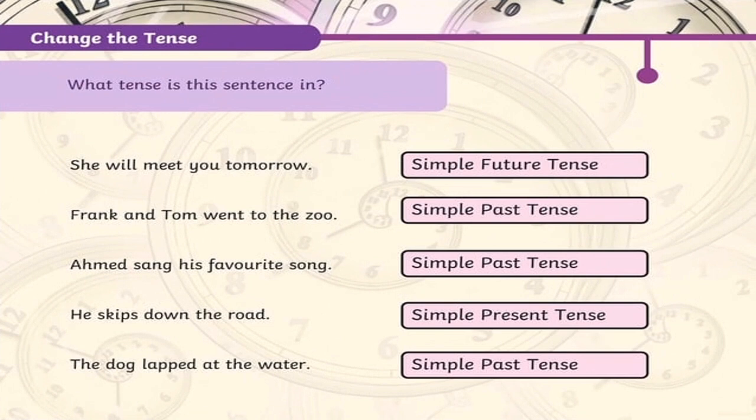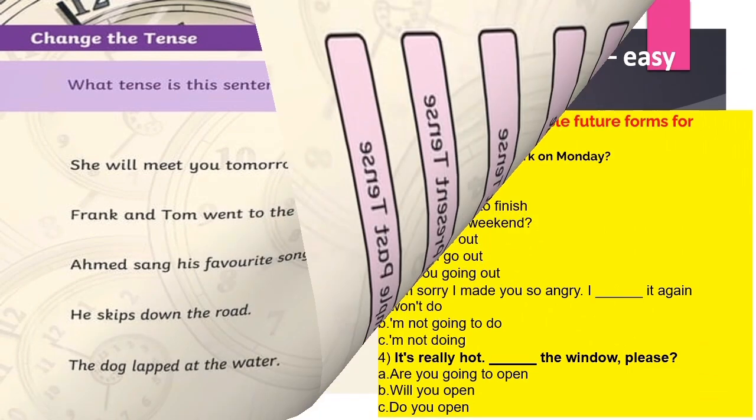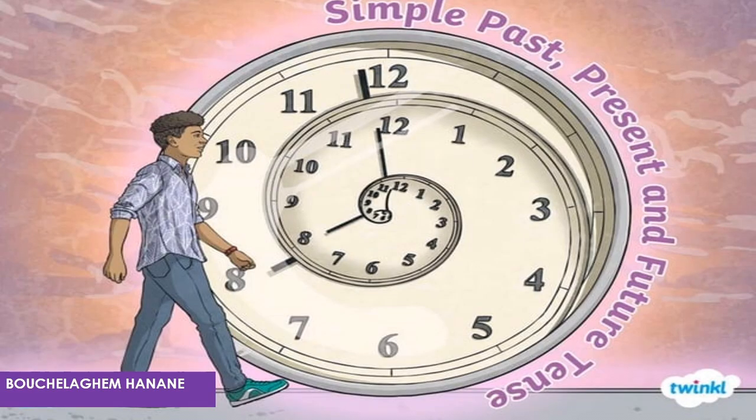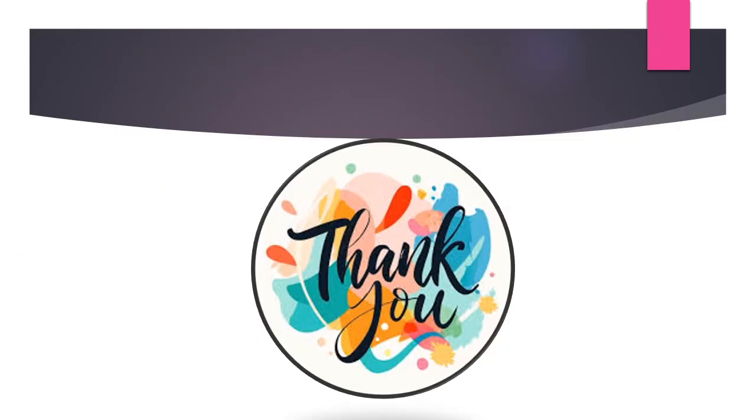Here are some sentences; put each in the right tense, for example simple future tense, or simple past tense, or present tense, and etc. For example, the first sentence is in the future because we used will, the second one in the past, the fourth in the present. Here is an exercise about simple present, simple past, and simple future. Put the right verb in each sentence according to the context. After we finish the exercise, you can check your answer. So thank you for listening.